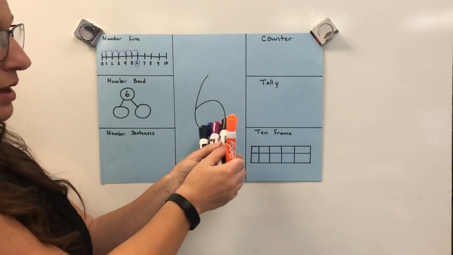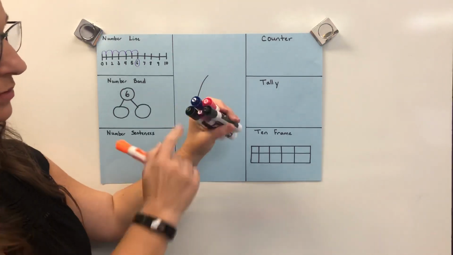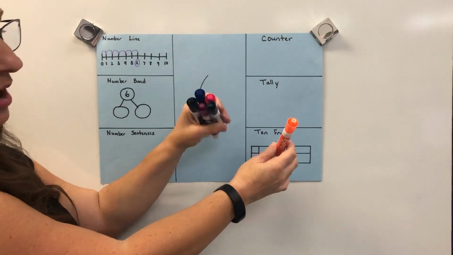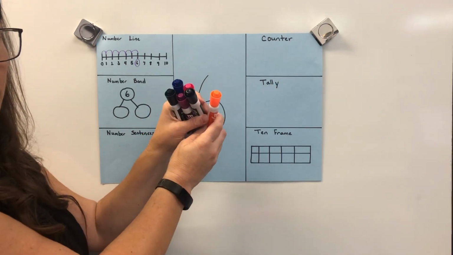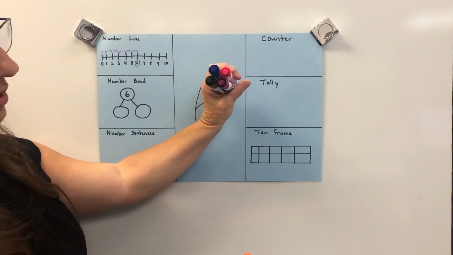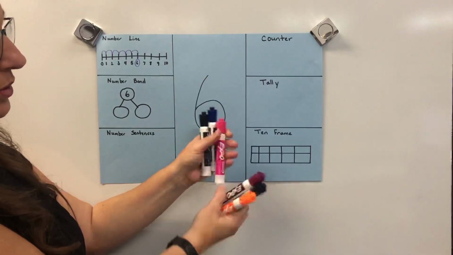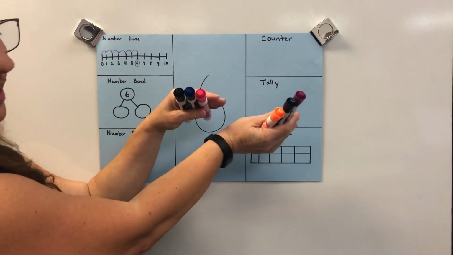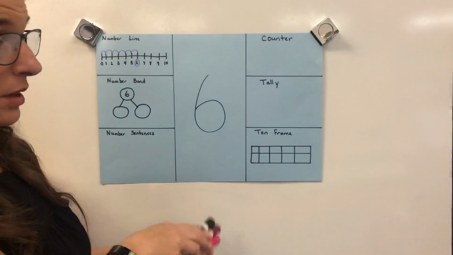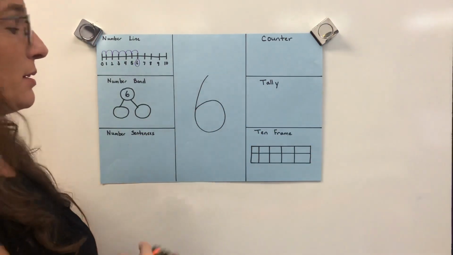Okay. Now we can split these markers up in lots of different ways. Like we can do 5, 1, 2, 3, 4, 5, and 1. And when you have 5 and 1 more, that makes 6. You could also do 4 and 2, which also makes 6. You could do 3 and 3, which also makes 6. So there's a lot of different ways to make 6. You could also do all 6 of them in one hand and then 0. There's another way to make 6, okay?